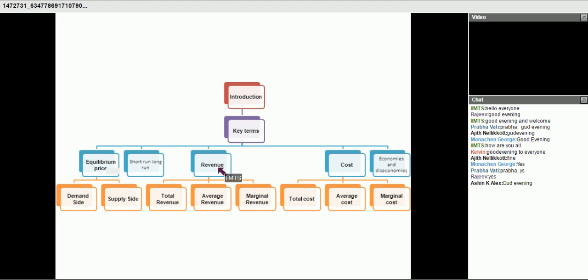So the main thing for today is the revenue and cost concept. These are the subdivisions of the concept of revenue: there is total revenue, average revenue and marginal revenue. Then for the cost, there is total cost, average cost and marginal cost. Alright, so now we'll be seeing each of these in detail. Is it clear, everybody, so far?